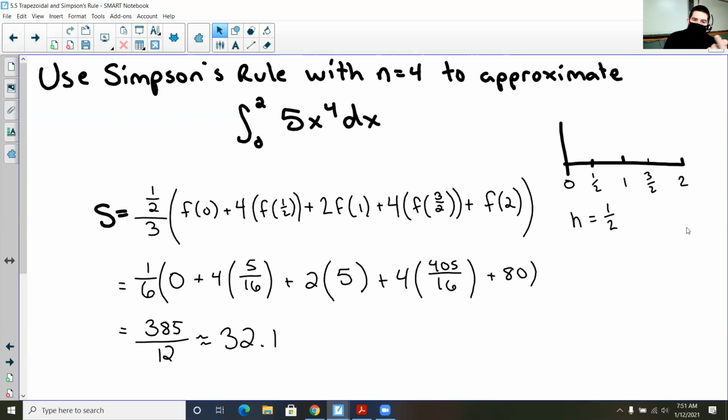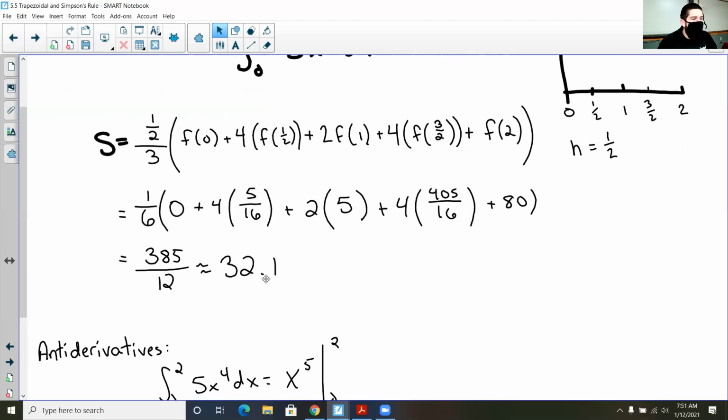This is where I was getting confused. 4 intervals gives me 5 vertical lines. So 5 intervals would give me an even number of lines and the pattern wouldn't hold. That was my hesitation. Anyway, my height is 1/2 divided by 3, that's 1/6. And so I plugged in my first value, 0, into 5x to the fourth. I plugged in 1/2 into 5x to the fourth times 4. I plugged in 1 into 5x to the fourth times 2, and so on, times 4, times 1. Combine it all together, and I get 32.1.